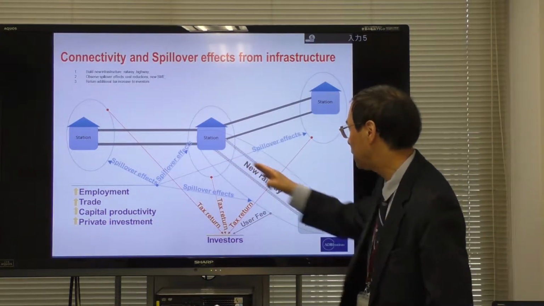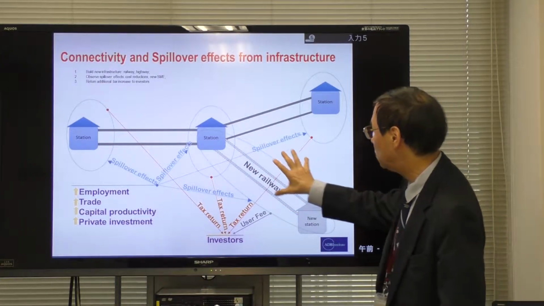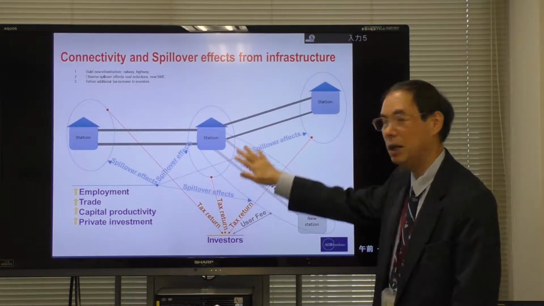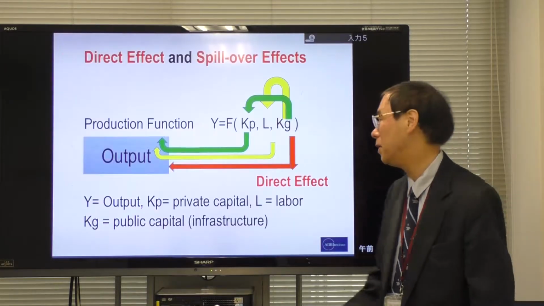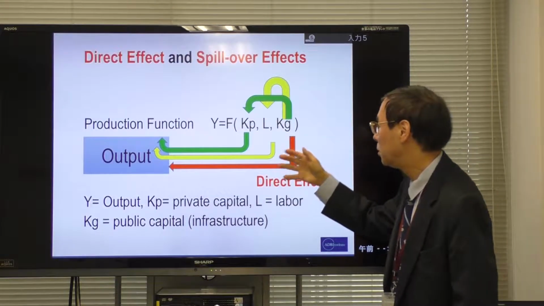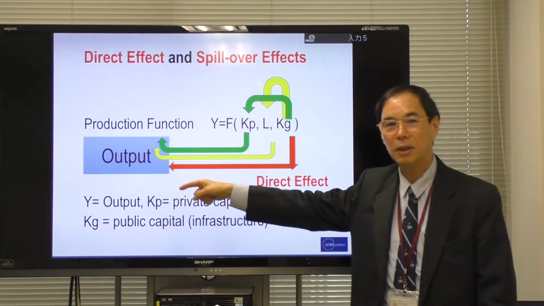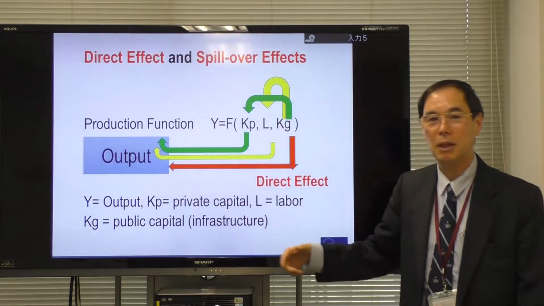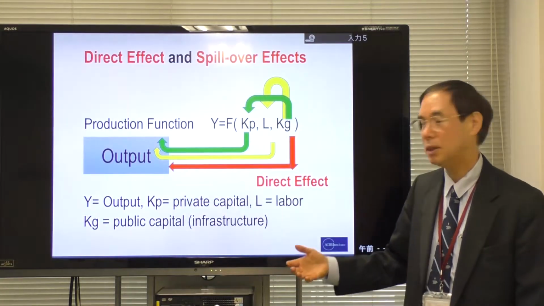Secondly, the infrastructure investment itself is not so important. How to bring spillover effects along this highway, railway, and infrastructure is very important in order to develop the region. And infrastructure has two big different impacts. One is the direct effect: construction of infrastructure itself increases output. But spillover effects or indirect effects are much more important.